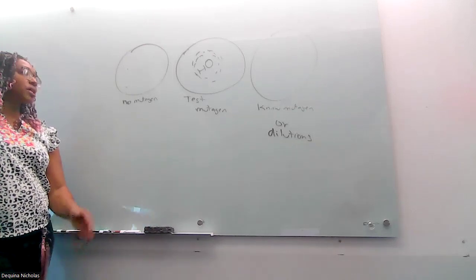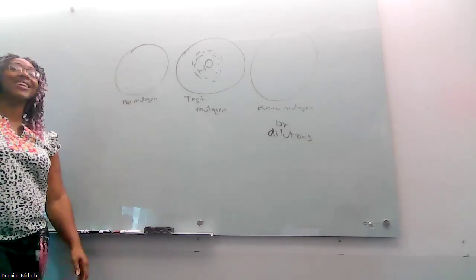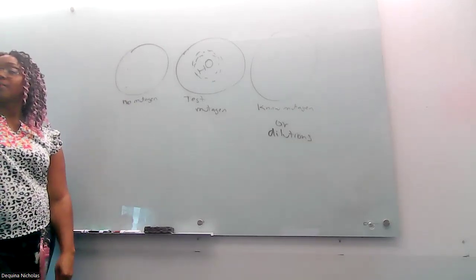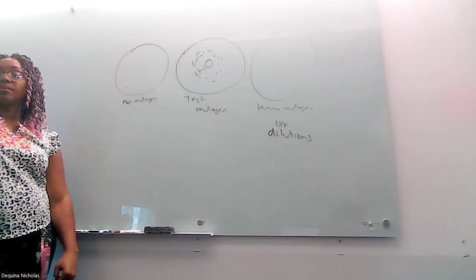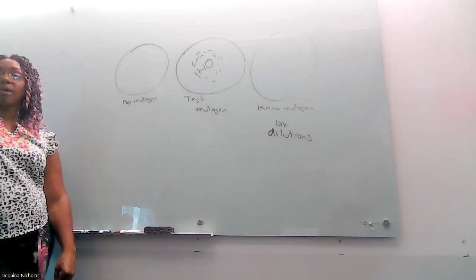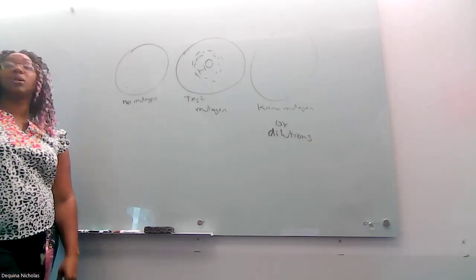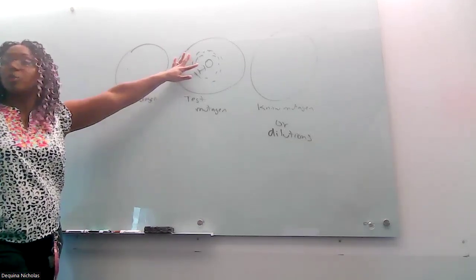Yes, the positive control ensures your system is working, so I'm not just messing up. The more diluted the mutagen is, the clear zone gets smaller and smaller because it's less intense. So what causes this clear zone in the first place?